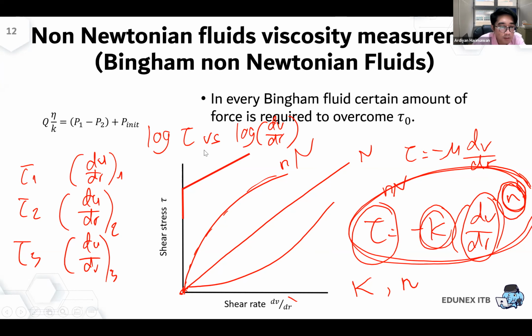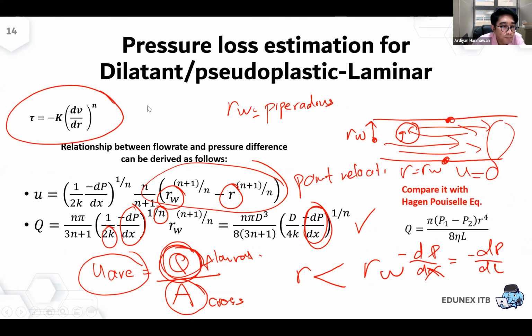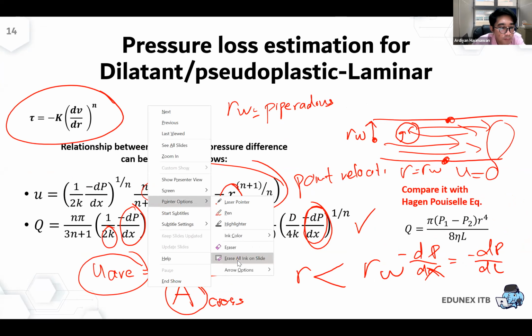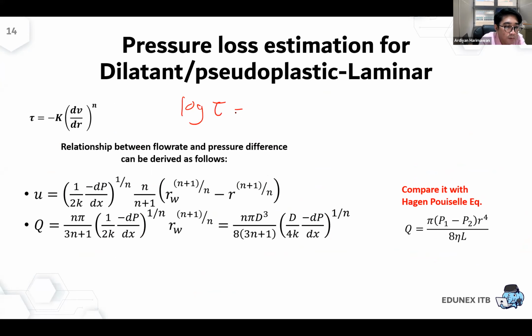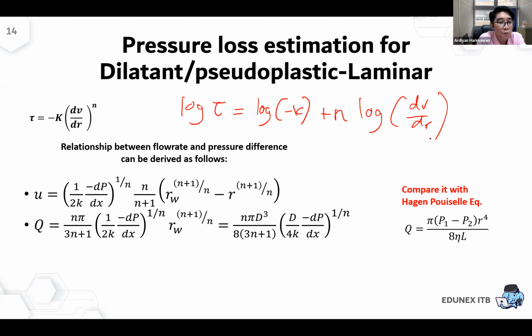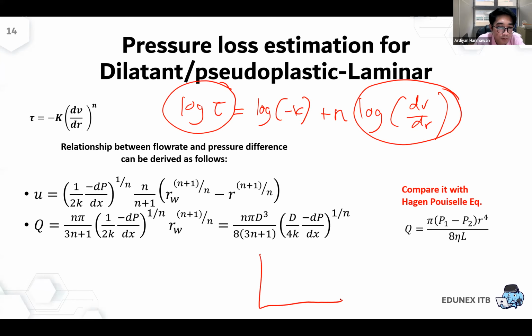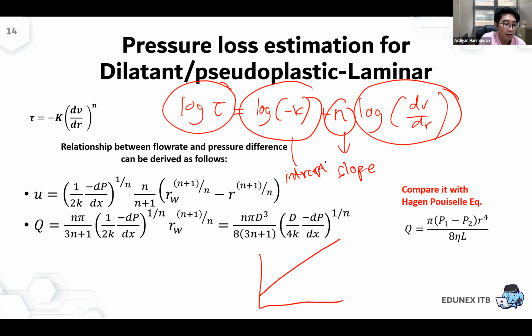So the equation, where is it? Sorry. From this equation, you can have this one. So if you plot log tau with log dv over dr or du over dr, then you will have a straight line with the slope of n. So this is the slope and the intercept of this one. Then you can have the value of K and n.